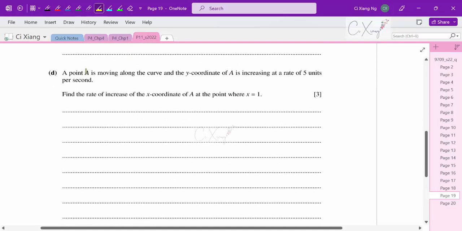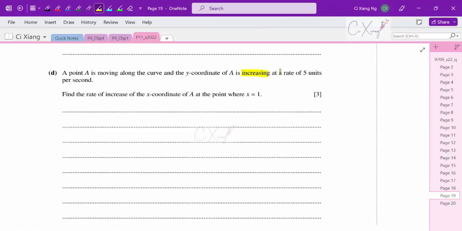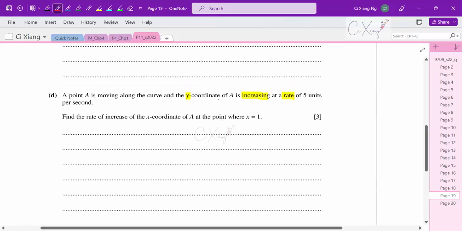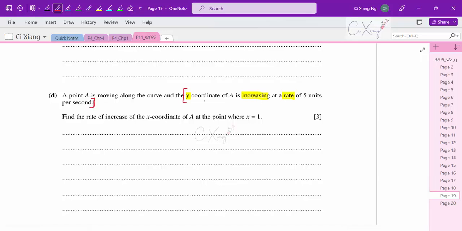There's a point A moving along the curve, and the y coordinate of A is increasing at the rate of 5 units per second. So the keyword here is y coordinate increasing at the rate. When I see the word rate, I know that it is something over dt. They are talking about the y coordinate of A. For this phrase, I can write out one important formula, dy dt, the rate over time. So dy dt should be equal to 5.